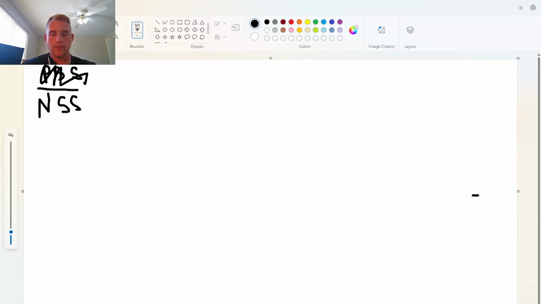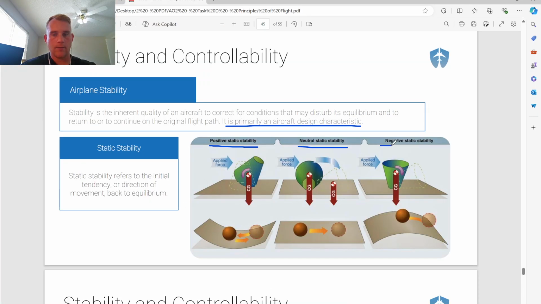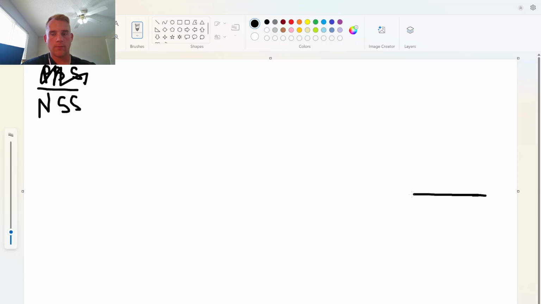Now, if we go here and we have negative static stability, that means that if we were flying along and we encountered a gust, we get popped up here, and this would continue its oscillations upwards to the point where it just keeps going and going. So this right here is negative static stability. It looks like this arc right here, okay?